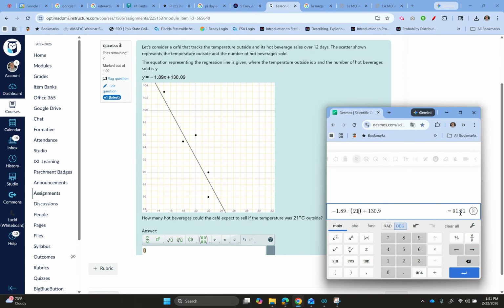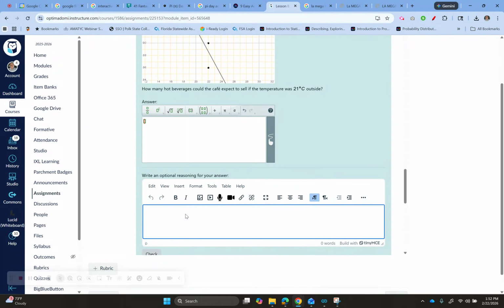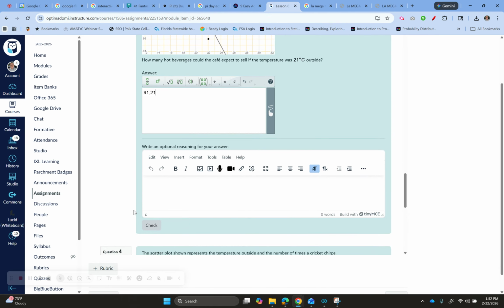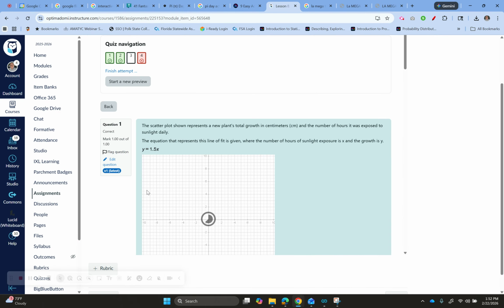And you can see I got 91.21. I said 90.5, so I was a little bit off. Again, because I'm using the scatter plot. So see, I find 21 on the x-axis, I go straight up right here, and then I go to the side. I will get like 90.5, but if I use the equation, that's going to be more precise. Looking at the scatter plot is like an estimate. So I'm going to put 91.21 here in my answer. Let's see what Canvas says.